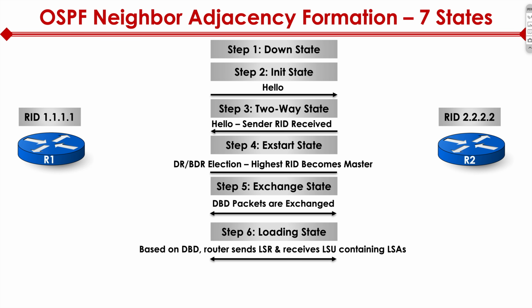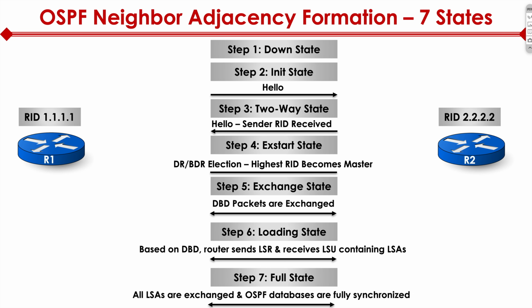Step 6 is the loading state. Based on that database descriptor packet that was exchanged in the previous step, the router sends an LSR, or link state request. In this case, R1 will send an LSR to R2, and R2 will respond back to it with an LSU, or link state update, that contains multiple link state advertisements within it. And then the final step, step 7, called full state. Here all the LSAs are exchanged and OSPF databases are fully synchronized.